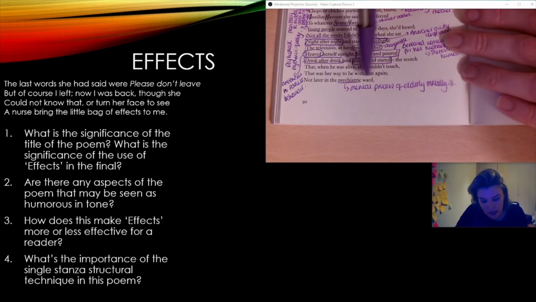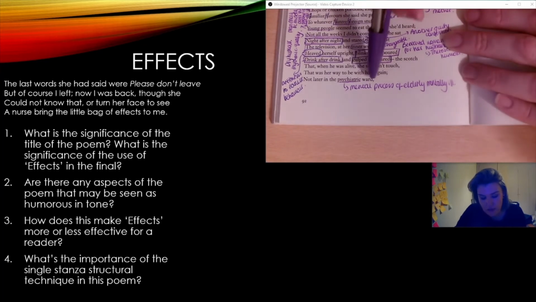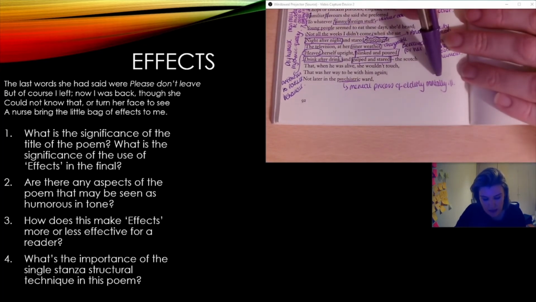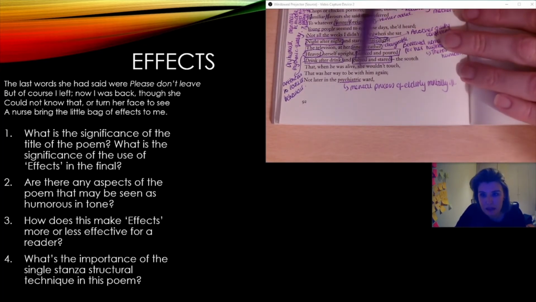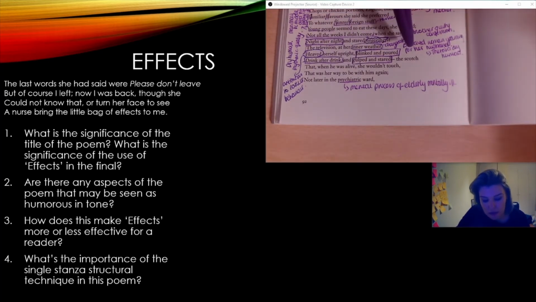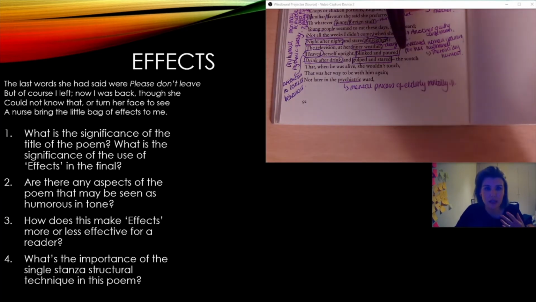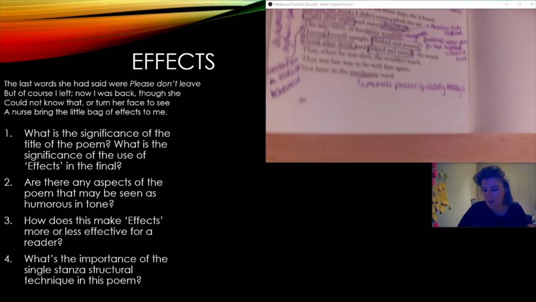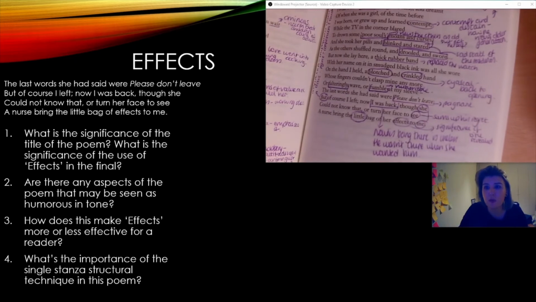Not later in the psychiatric ward. So we have then this idea of the mental processes of the elderly. There's hints of the mental illness then by mentioning this psychiatric ward. Maybe a hint that his mother was suffering with a mental illness towards the end of her life, and that's obviously where she ended up before she passed.